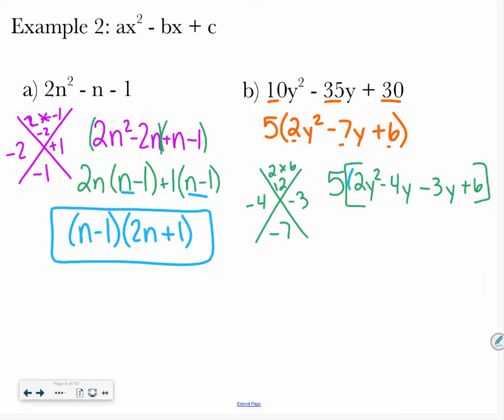I can then go through and say, what do these all have in common? So I carry my 5 down. I say these first ones have a 2y in common. I'm left with y minus 2 plus -3y plus 6. I see I have a positive y here, and right here I have a negative, so I'm going to pull out a -3, and I'm left with positive y minus 2 now.